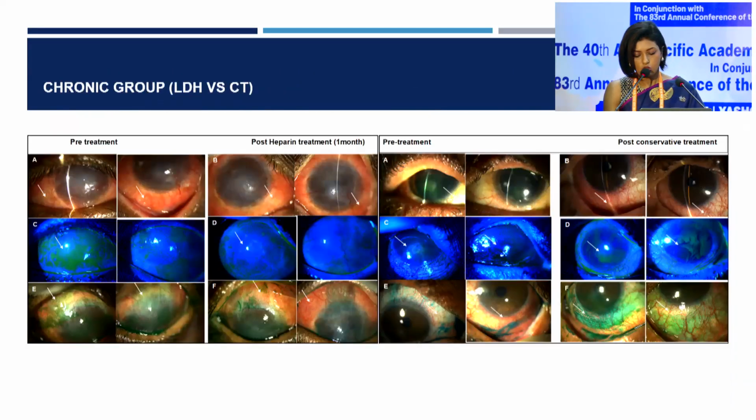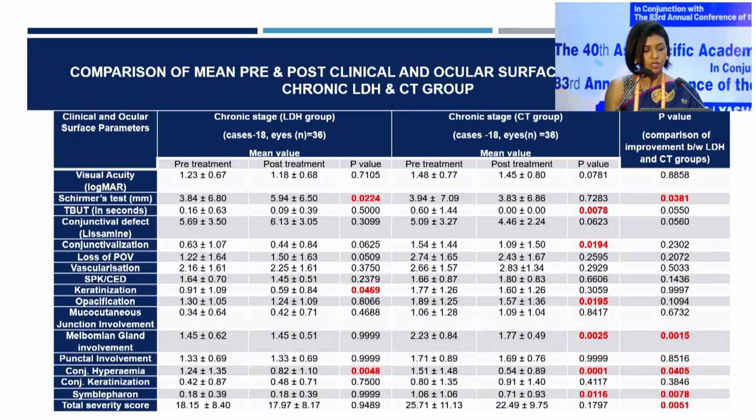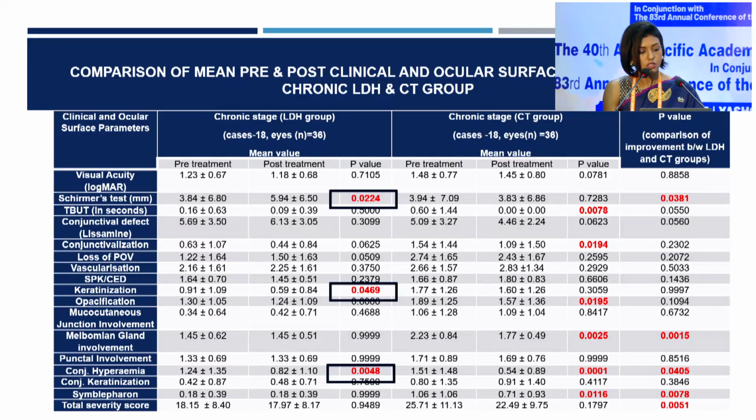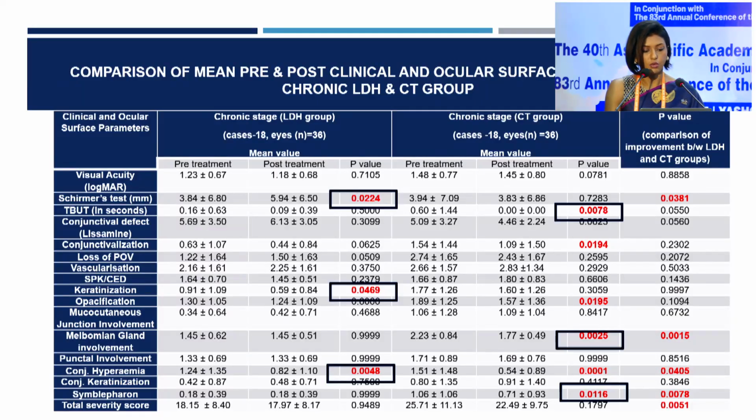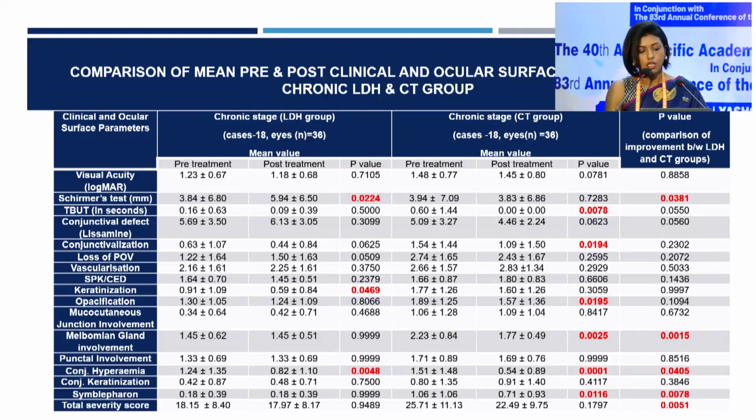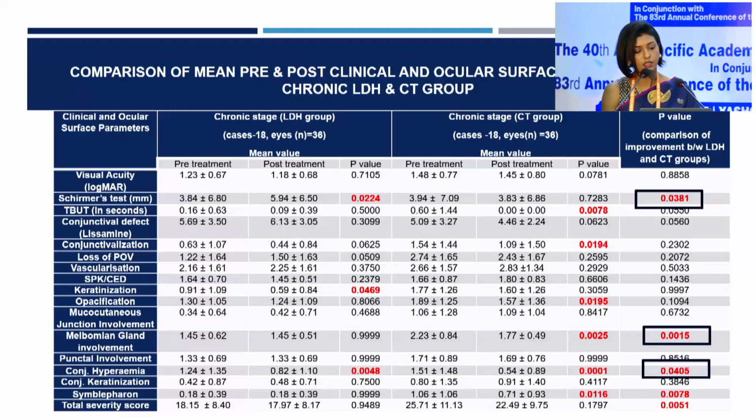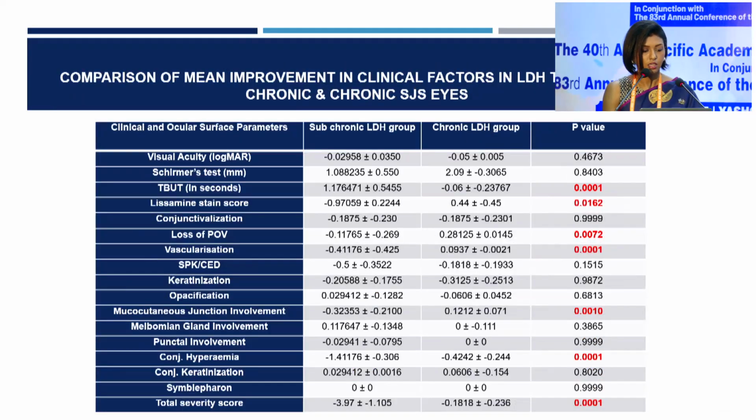This is a representative image of the chronic group SJS pre and post treatment in both the LDH and conventional groups. Upon comparison, we found significantly more improvement in the LDH treated group for Schirmer's, corneal keratinization score, and conjunctival hyperemia, while only worsening was seen in the chronic conventional group. Improvement-wise, all these respective markers showed improvement in the subchronic LDH group. Improvement in the LDH group in both categories shows that better improvement was seen for these markers in the subchronic category than the chronic group.